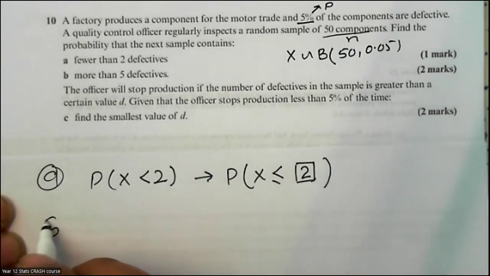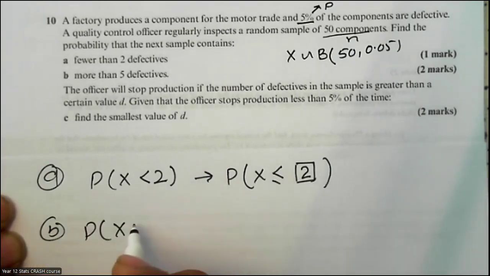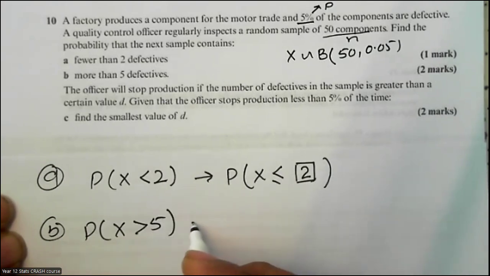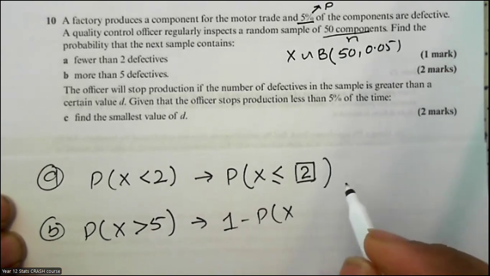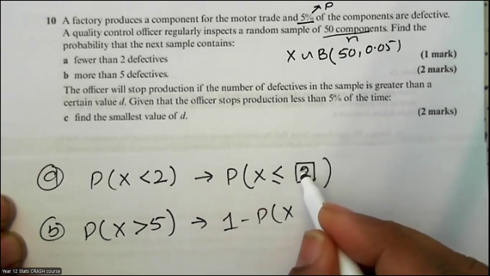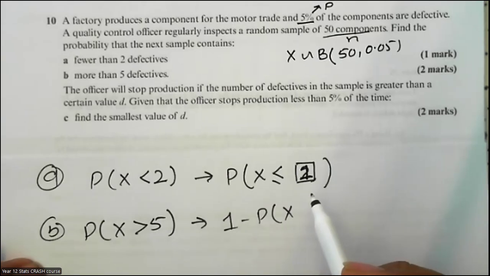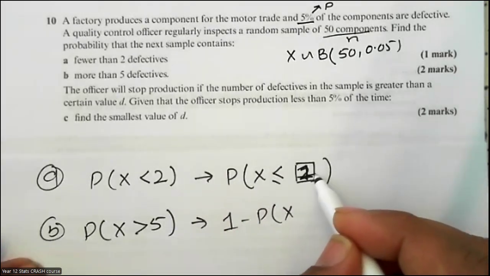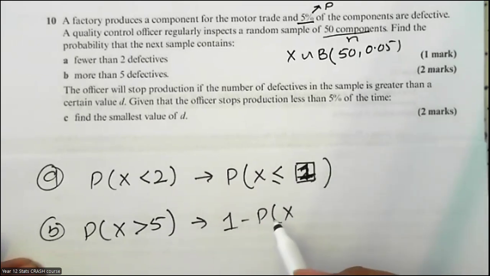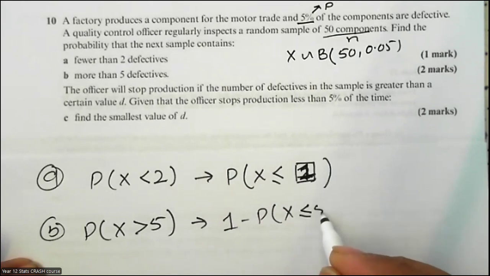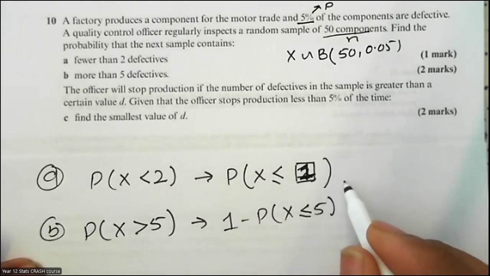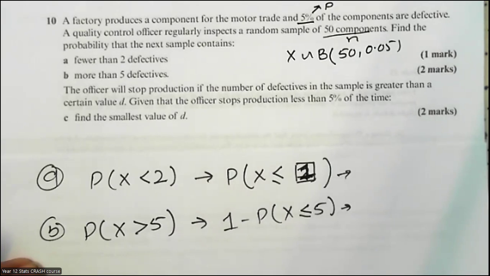And for part B, I want the probability X is more than 5. That has to be changed. So 1 take away the probability of fewer than 2, should be 1. What am I doing? Okay, it should be 1. So I want less than 2, so that means the biggest number I want is 1, right? So over here, I want more than 5, so I do not want 5. That's the biggest number. So put that in the calculator to work these two answers out.